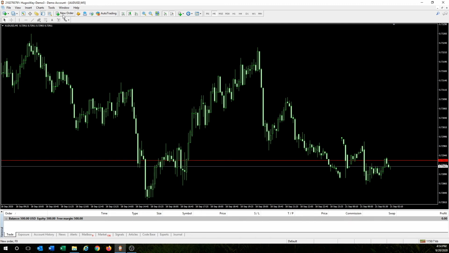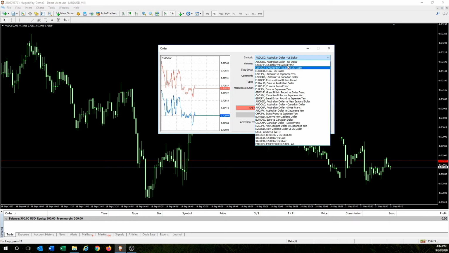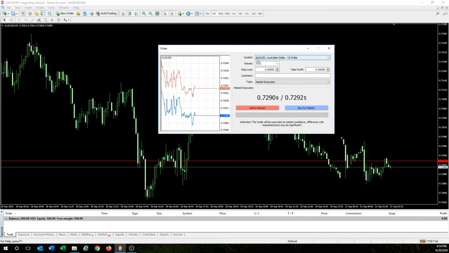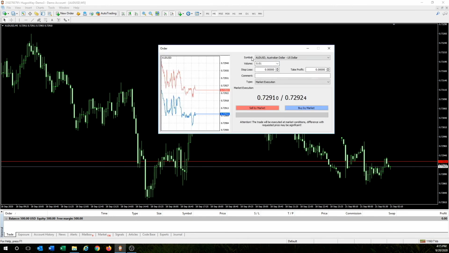Okay, so there's a few ways we can do this. We can go new order and make sure this is a drop-down menu. There's various currencies we can trade, but essentially when we're looking at one chart, so when we're looking at the AUD USD chart, if we click on new order, it'll always be the currency pair that we're currently on, the chart that we're looking at. It'll always show that, so we don't have to adjust that.